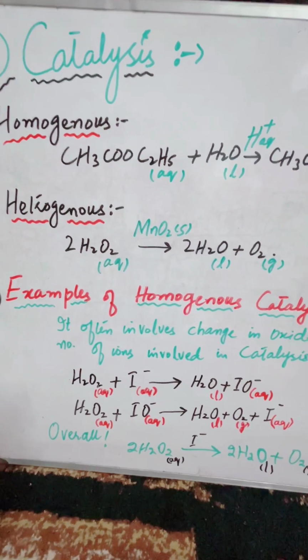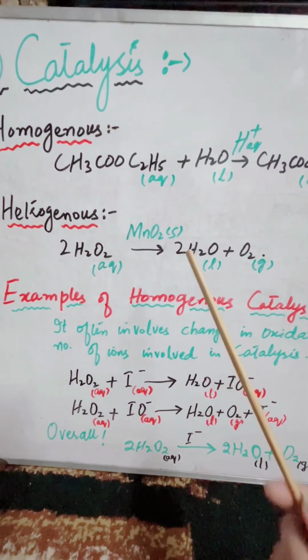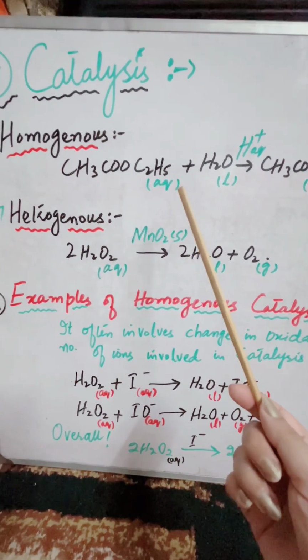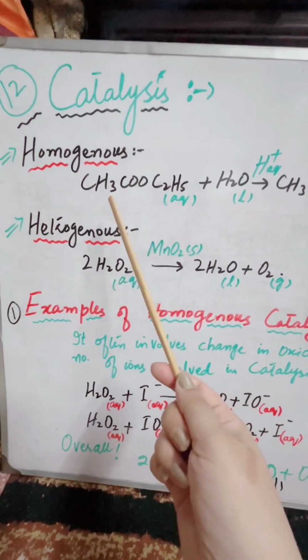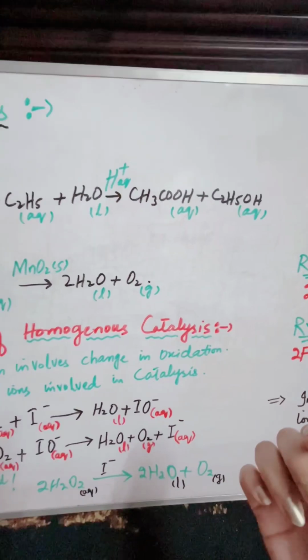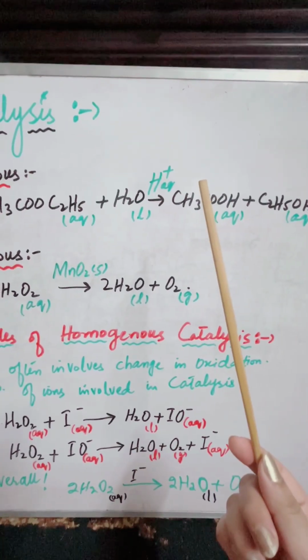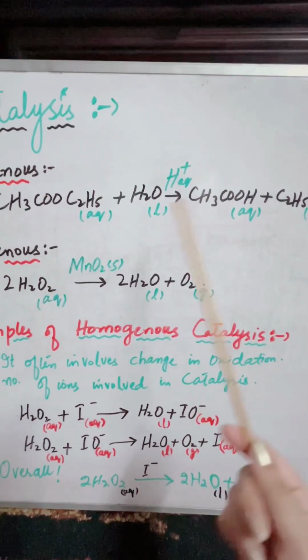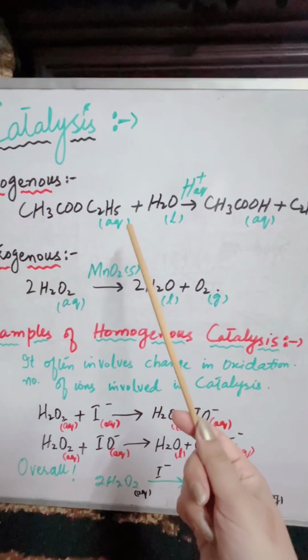Okay, so in this case you can see the example is ethyl ethanoate. It's an ester, and when it reacts with water it forms acetic acid and ethanol. Now you can see this is catalyzed by hydrogen ions and they are in the same phase. It is also aqueous and this is also aqueous.